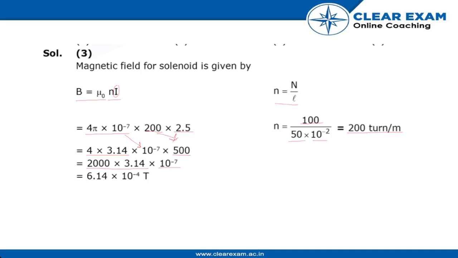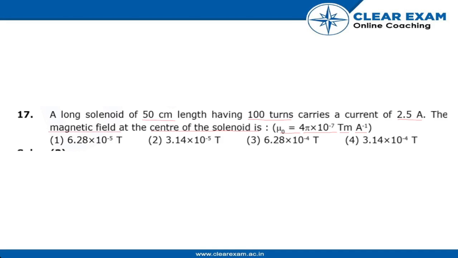So our final value is 6.14 into 10 to the power minus 4 Tesla. Should be 6.28. So the correct answer is option 3.